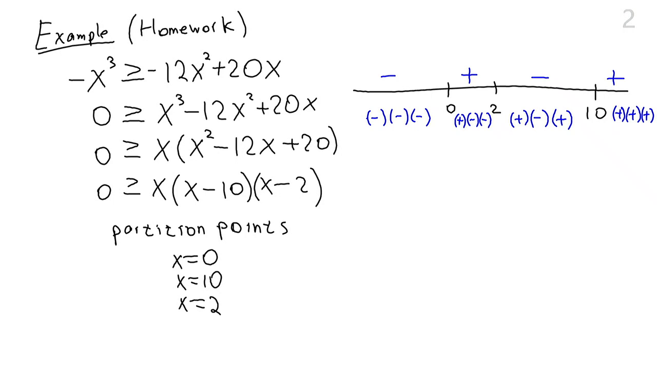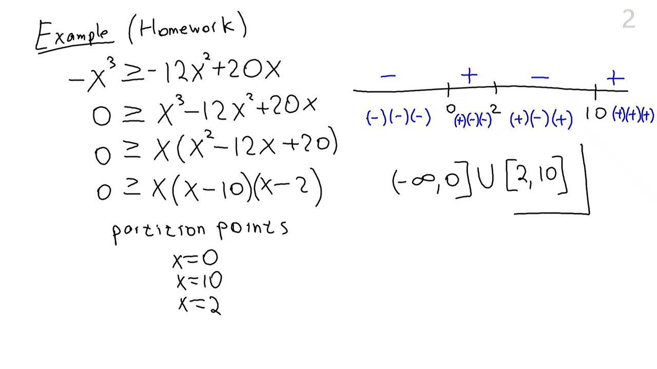So in this example, I want to know what is less than or equal to 0, and I want to write my solution in interval notation, so I'm going to take everywhere where the minus signs are. That's negative infinity to 0, bracket, I'm including 0 because this is less than or equal to, union 2, 10, and again I have brackets everywhere. So this is the final answer to this polynomial inequality.